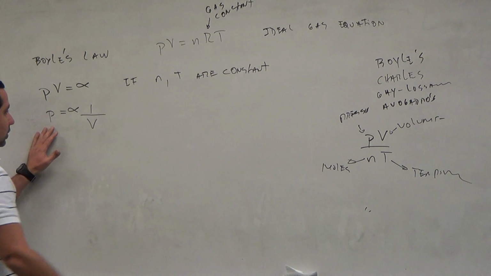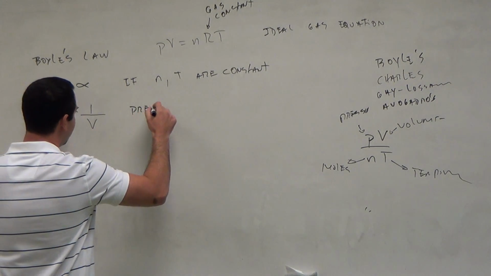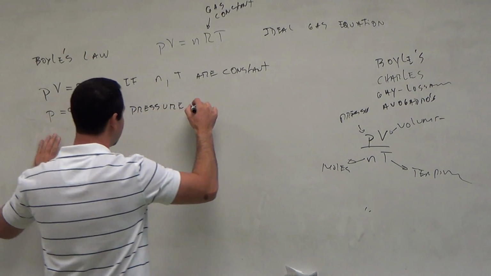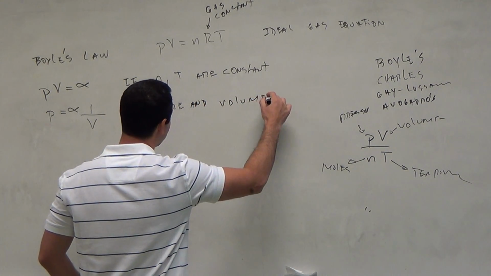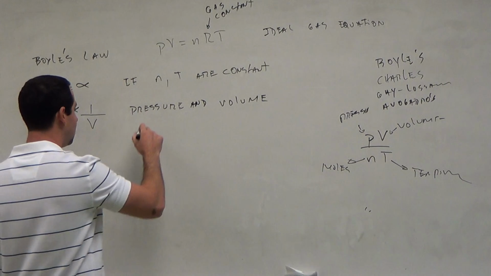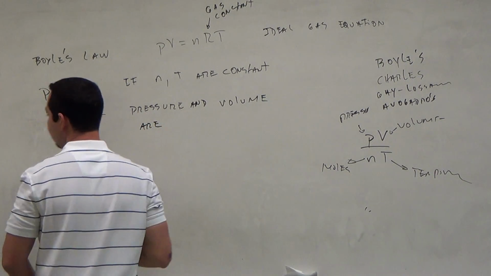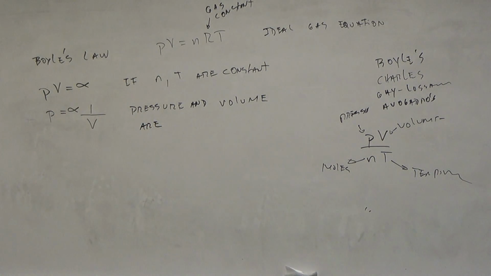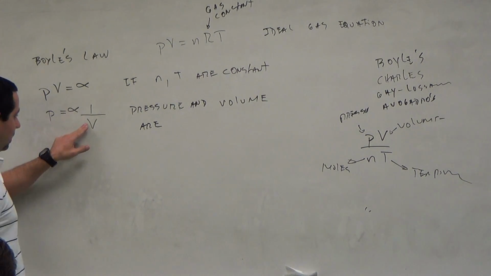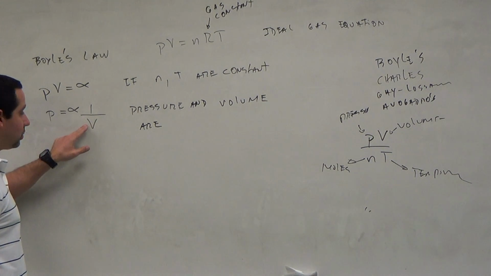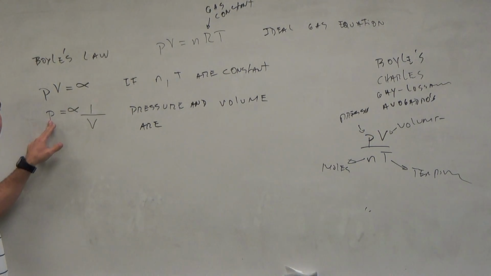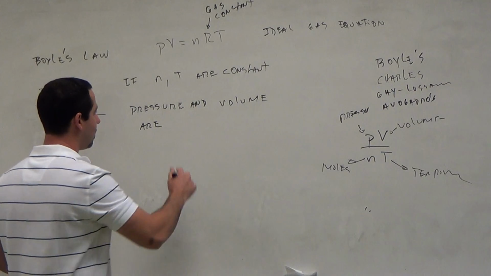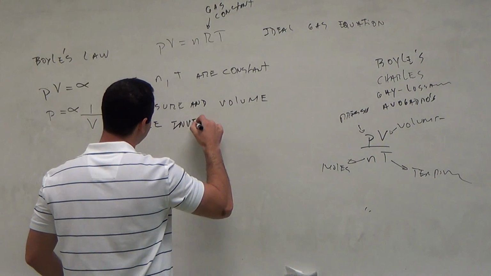What that means is pressure and volume are directly proportional or inversely proportional? Inversely proportional. You can look at it here, yes? If this number increases down here, so that means that the volume gets bigger, the pressure gets smaller. They are inversely proportional.